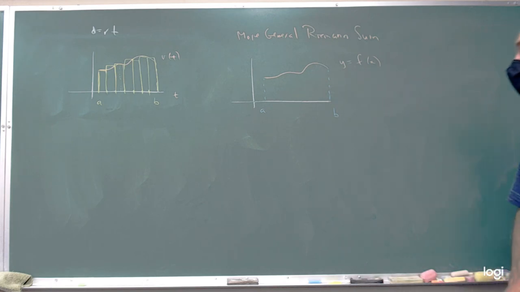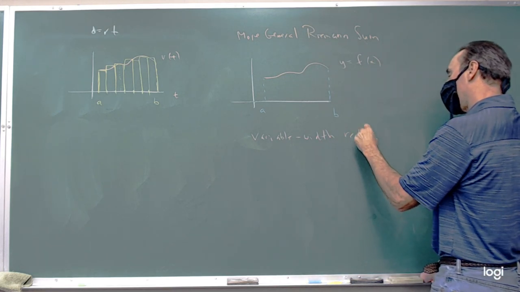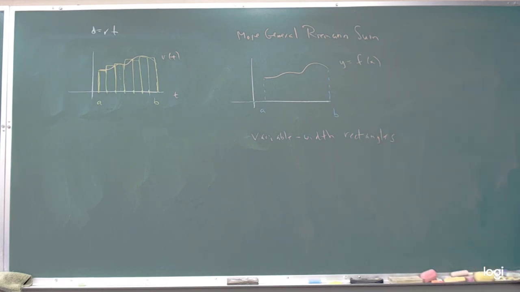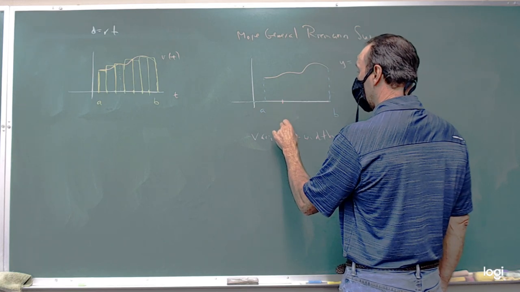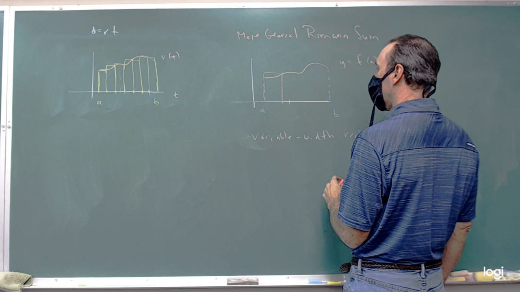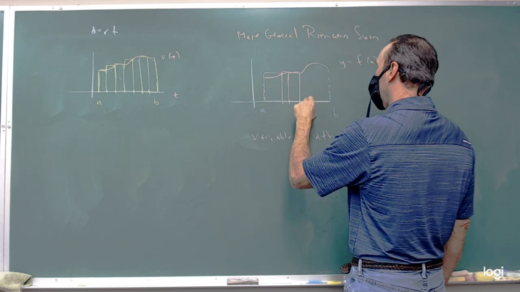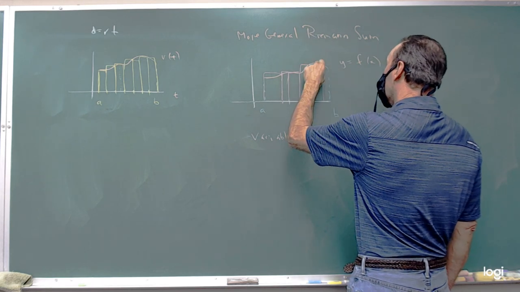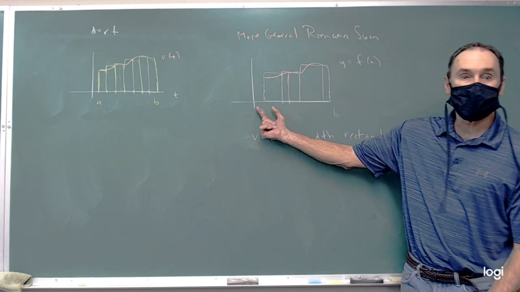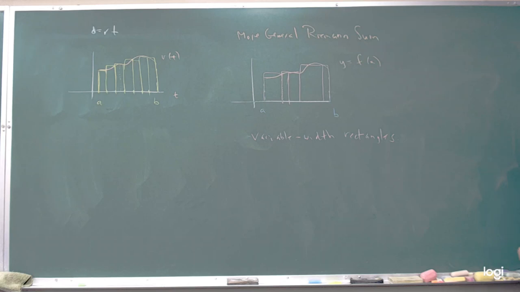So we can have a variable width rectangle. Why you would want to do this maybe isn't immediately obvious. It certainly adds a complication that doesn't exist when we have uniform width rectangles. Let me make this kind of exaggerated. We pick one rectangle width there, and however we choose our height doesn't really matter, we're just talking about the widths right now. Then you get a second rectangle, maybe a different width, and maybe there's one even different than that. So the idea is these widths of rectangles do not have to be always the same width.